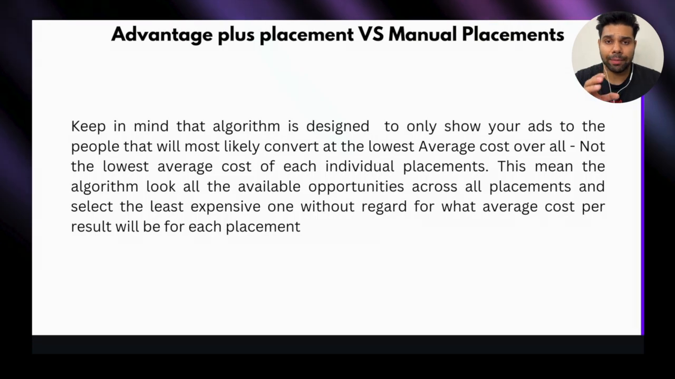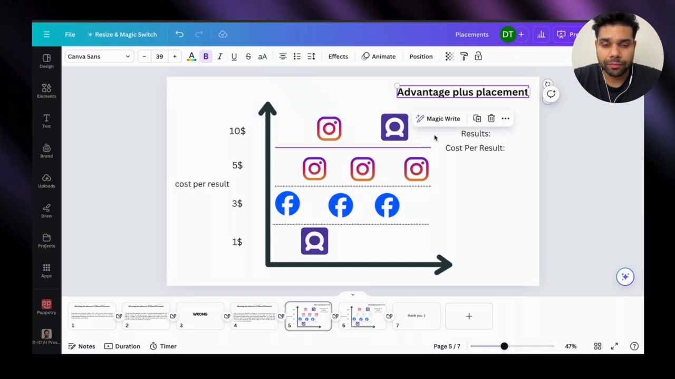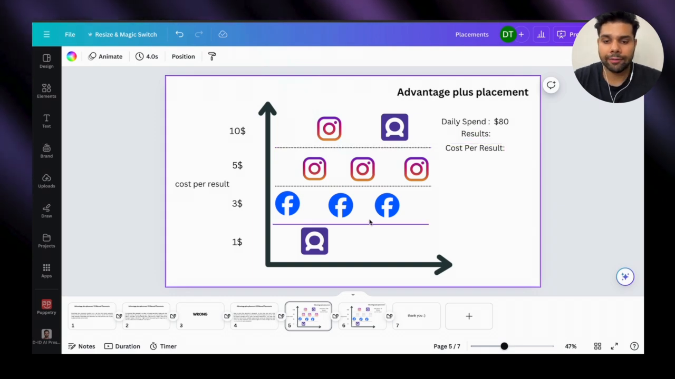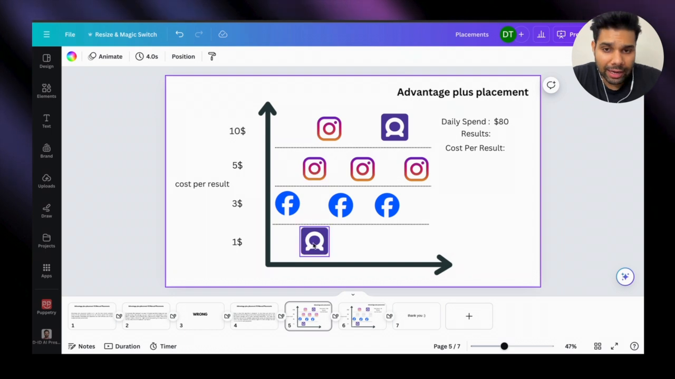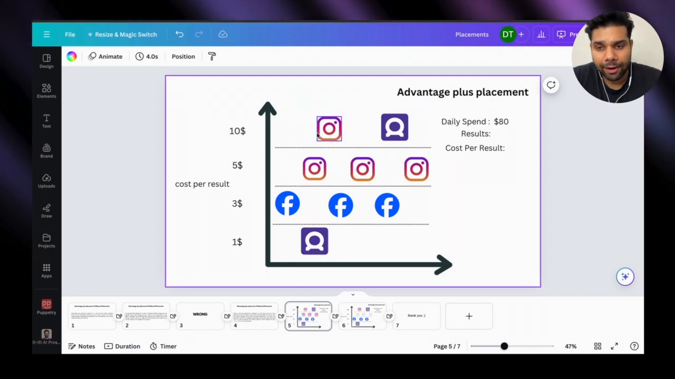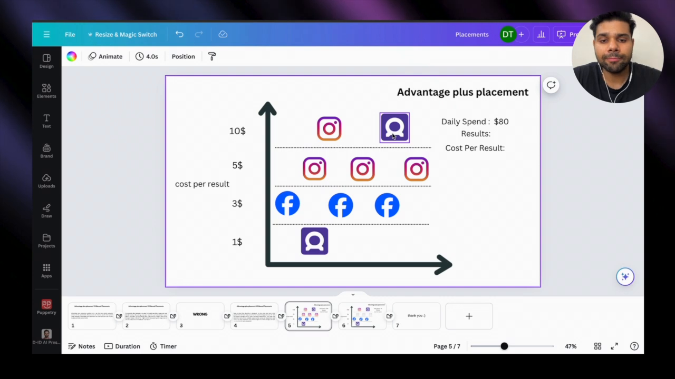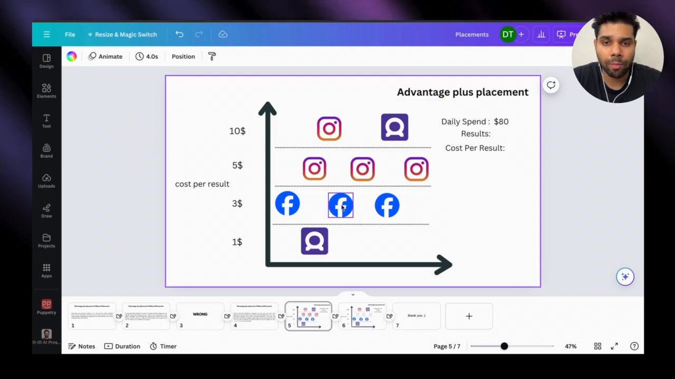Now I'm going to share an example of using Advantage Plus placements, right? So the daily budget is around $80, and we are getting some results. Facebook gets the first sale on Facebook, the second on Instagram Reels or Audience Network, the third on Instagram, and the cost per result is higher on that side. Again a new sale on Facebook, then again on Instagram, then again on Facebook, then again on Audience Network and Instagram. This is for Advantage Plus placements. Facebook is using all the available opportunities.